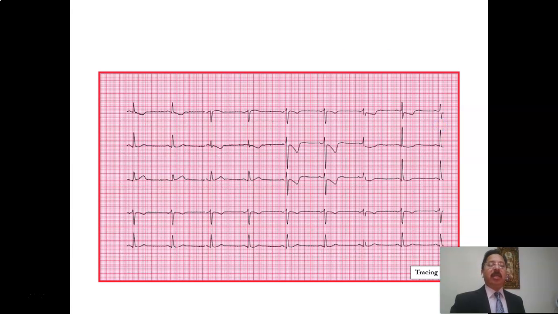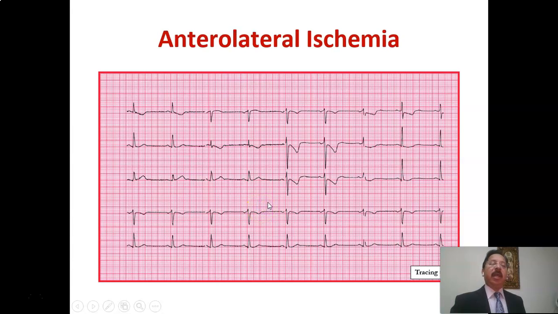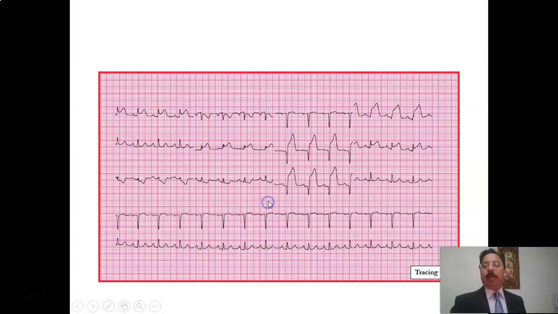Look at this ECG. Is there any ST segment elevation? Yes. Anterior leads V2, V3, V4, and lateral leads as well, 1 and AVL. Again, this is ischemia. Which area? Anterolateral. So this is anterolateral ischemia.